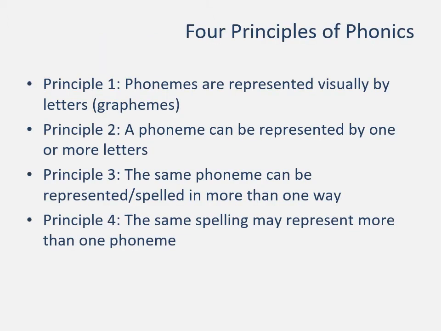Before going through the 4 key principles in the introduction, I just want to assure you that we will be going through key vocabulary, the key terms, as we go through each of the principles. So just to signpost where we're going, principle 1 is that phonemes, the sounds, are represented visually by letters. Principle 2, a phoneme can be represented by one or more letters. Principle 3, the same phoneme can be represented or spelt in more than one way. And principle 4, the same spelling may represent more than one phoneme. And we're going to cover each of those principles in this presentation.